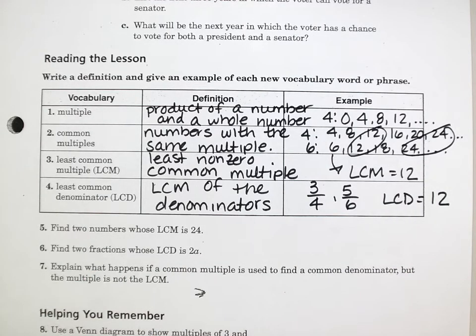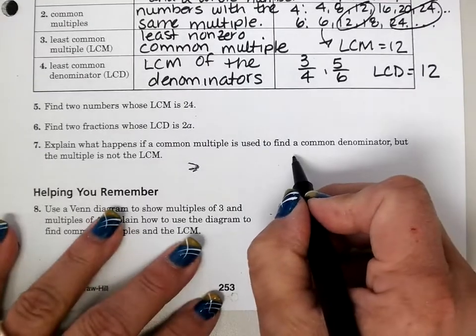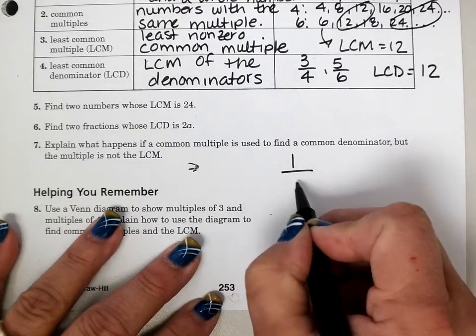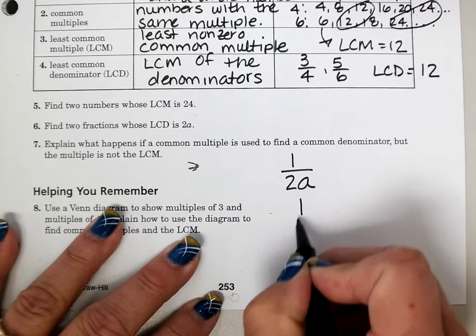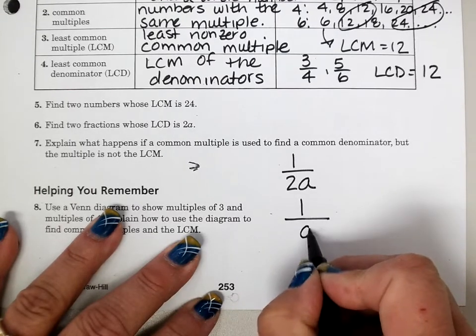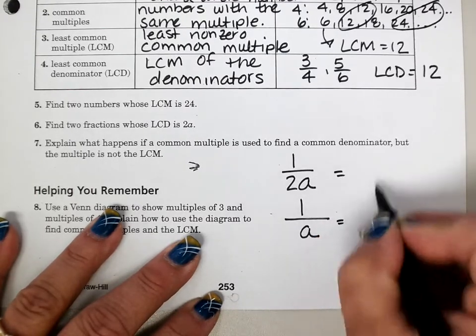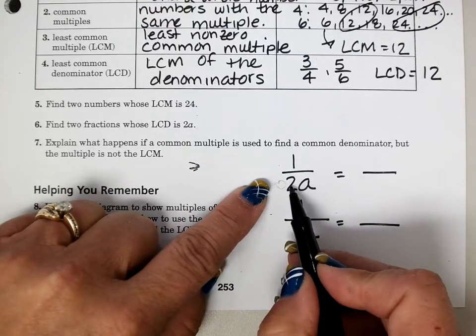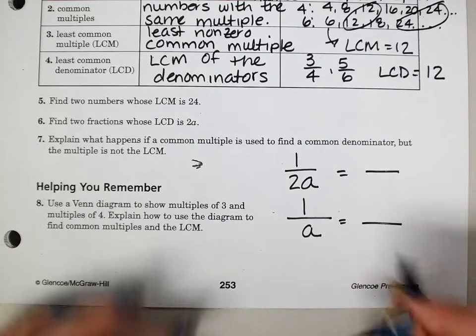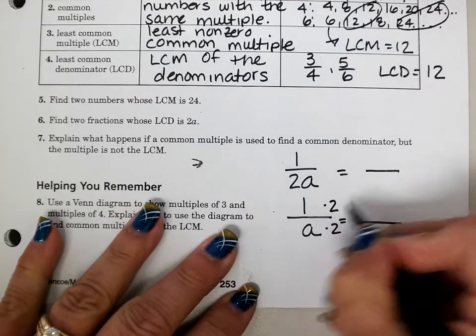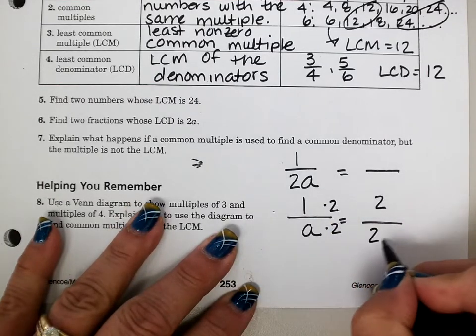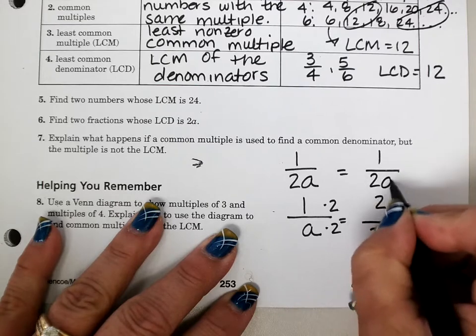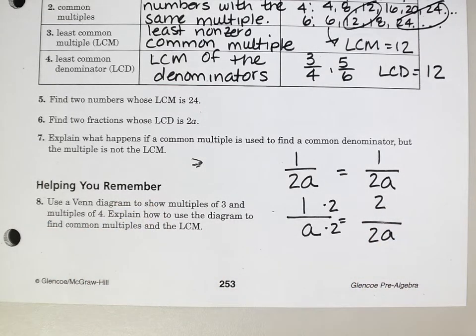Okay. Let's say that I had fractions of 1 over 2a and 1 over a. If I wanted to make a common denominator, I see that they both have an a in common, but I need a 2 on the bottom one. So if I times them both by 2, I'd have 2 over 2a and 1 over 2a. So I can also make common denominators with variables.